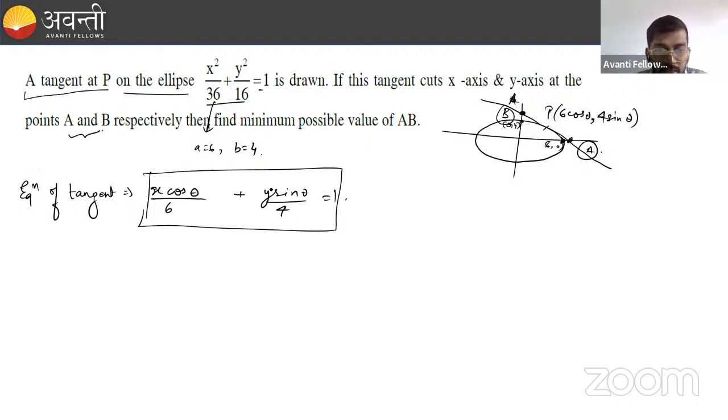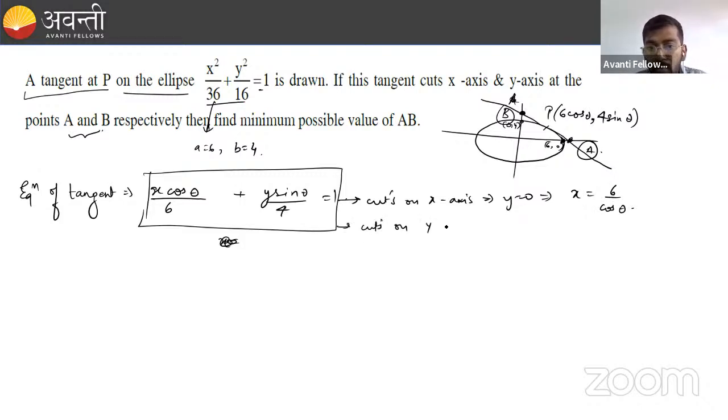So whenever it is cutting the x-axis, the y coordinate is 0. So we get, this cuts on x-axis, that means y is equal to 0, which implies x will come out to be 6 upon cos theta. Similarly, if this cuts on y-axis, here x will be equal to 0 and y will come out to be 4 upon sine theta, right? Now we know the points: 6 by cos theta comma 0 and 0 comma 4 by sine theta.